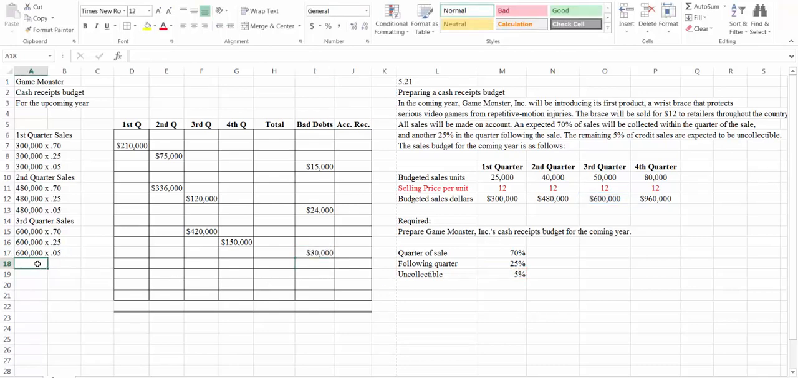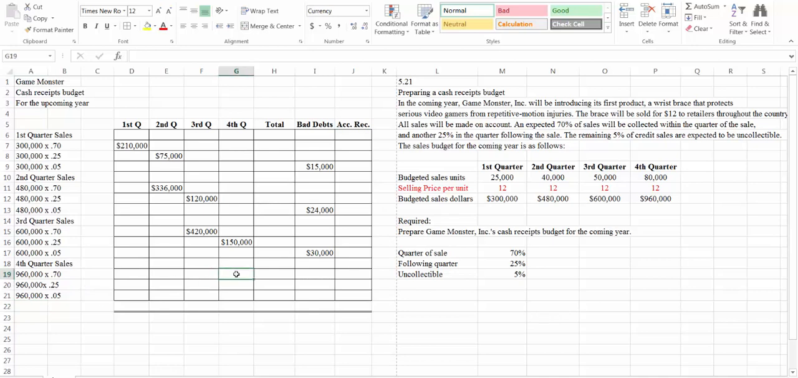All right, finally, let's take a look at our fourth quarter sales. And that will be $960,000. You can see how this is a company that has cyclical sales, and cash budgeting comes in handy when you have a cyclical situation. Because remember, they're going to be needing money in the third quarter to buy all of the things that they're going to be selling in the fourth quarter.